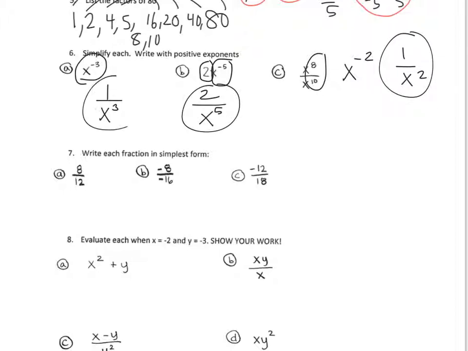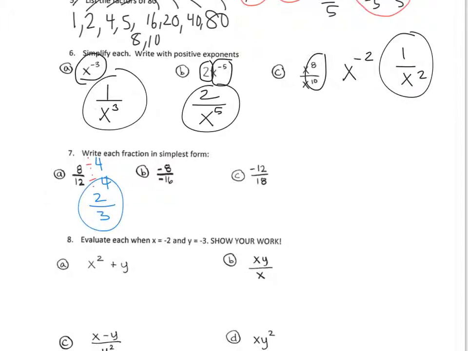And then 7, write each in simplest form. So you want to think of the greatest common factor. The highest number that goes into 8 and 12 is 4. So divide the top by 4 and the bottom by 4. So 8 divided by 4 is 2. 12 divided by 4 is 3.